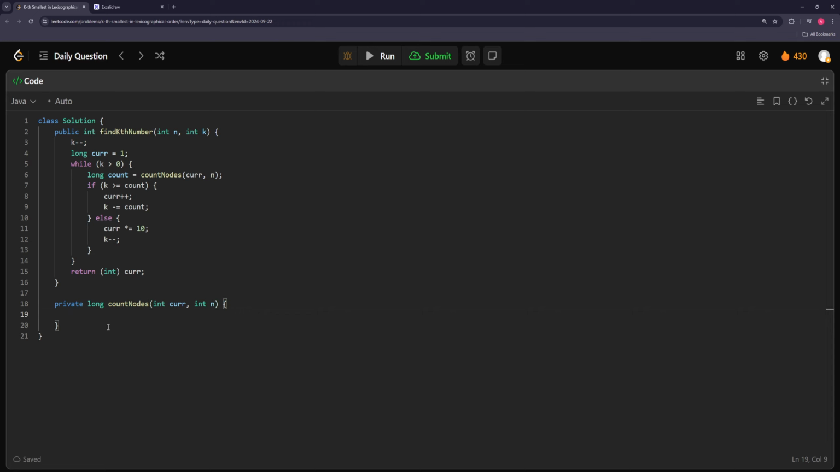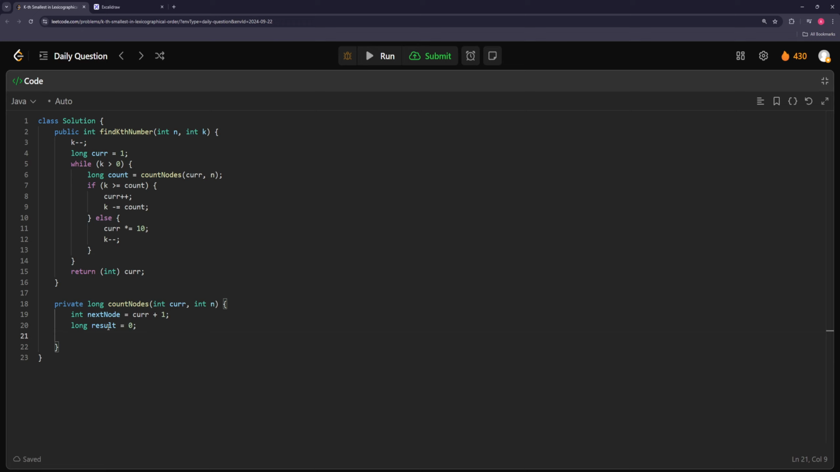So like I said, the way to figure out the nodes at the current level is just to figure out how many nodes are at the next level. So we can say int next node equals cur plus 1. And we're going to have a result. Let's do long result, equals 0. Okay.